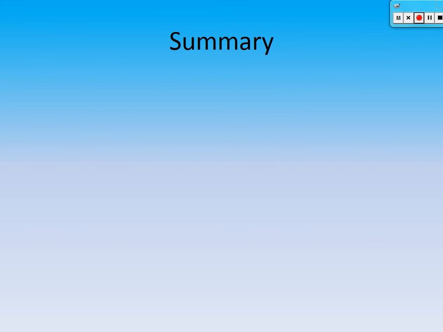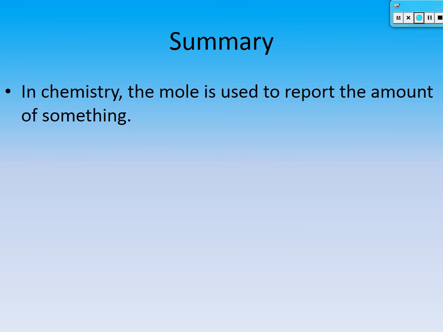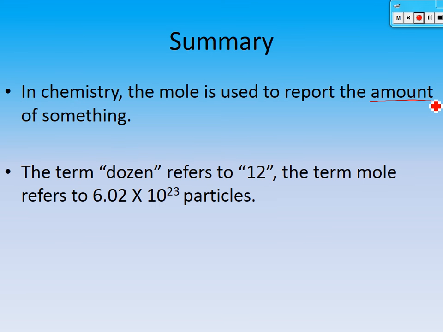Okay, one last slide where we summarize this chapter. It says, in chemistry, the mole is used to report what? The amount of something. So the mole measures the amount of something. It's an SI base unit that measures the amount of something. Okay? And just like the term dozen refers to 12, what does mole refer to? This very famous number in chemistry, 6.02 times 10 to the 23rd particles. So if you've got 1 mole of carbon, you've got 6.02 times 10 to the 23rd particles or atoms of carbon.